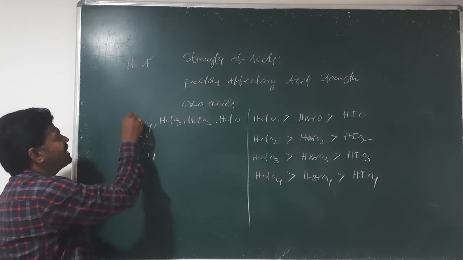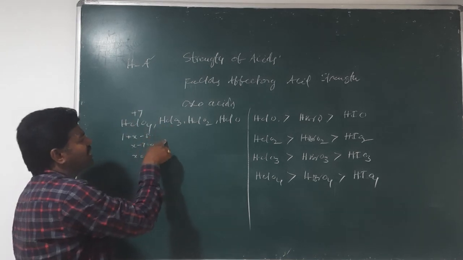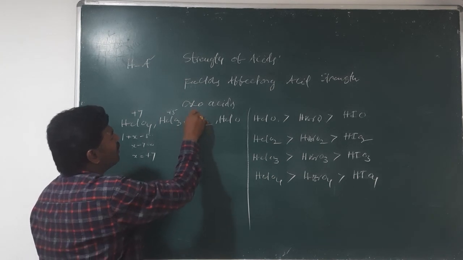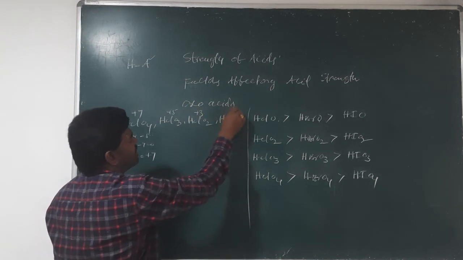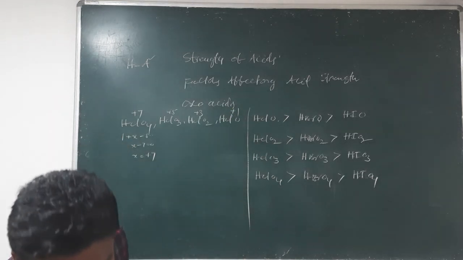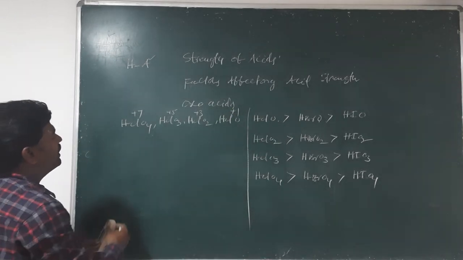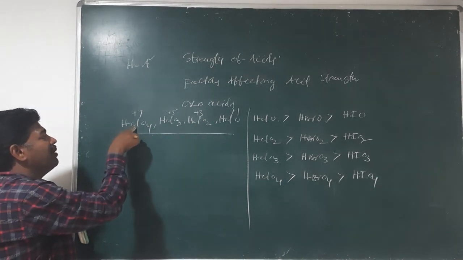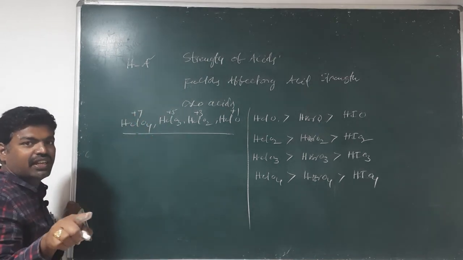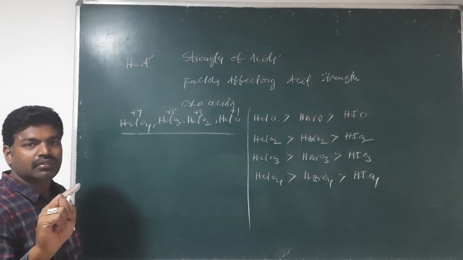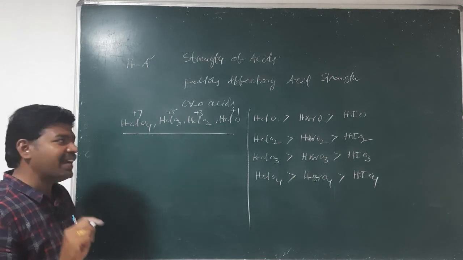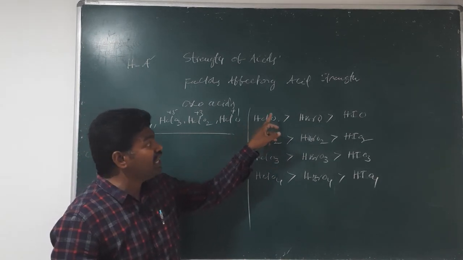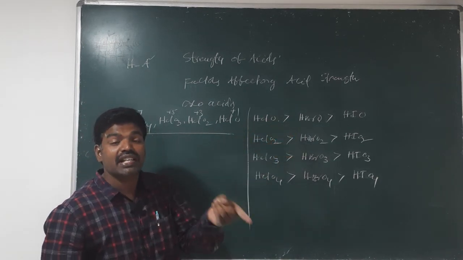Here the oxidation state is plus 7, and here the oxidation state is plus 5, and here the oxidation state is plus 3, and here the oxidation state is plus 1. So, in this case, the oxo acid in which the central atom has the highest oxidation state is the strongest oxy acid, right?